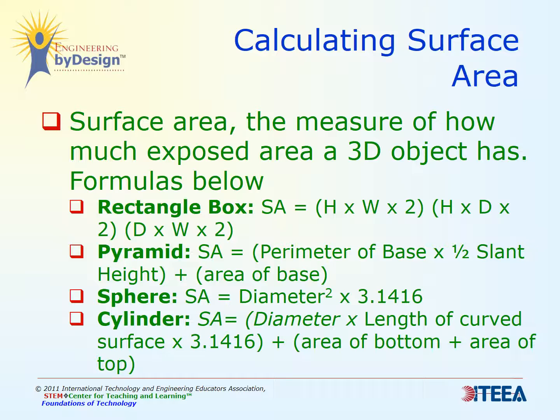For a sphere, the surface area is equal to diameter squared times 3.1416. And lastly, for a cylinder, the surface area is equal to diameter times the length of the cylinder surface times 3.1416, plus the area of the bottom plus the area of the top of the part.